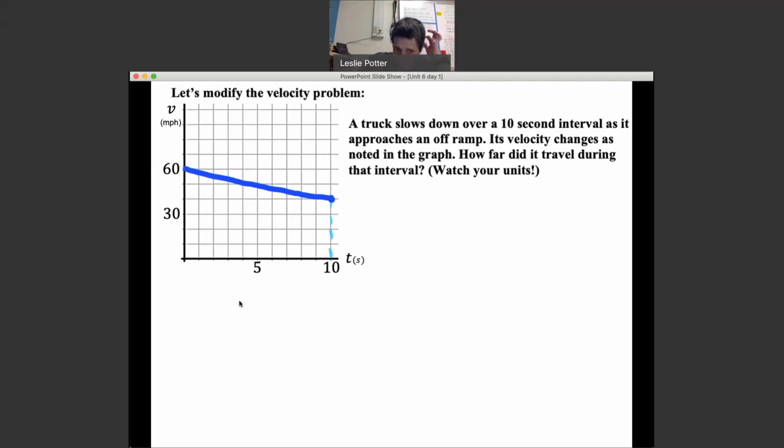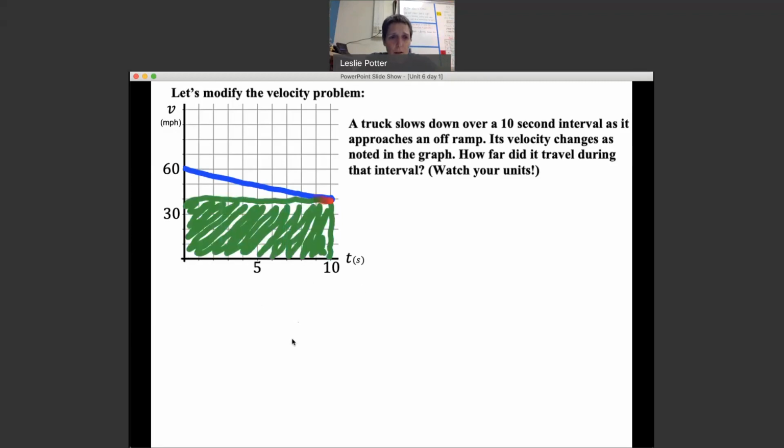So this shape is a trapezoid. We do have a trapezoid equation, and if you're a big fan of geometry, maybe you remember it. What I prefer to do is look at rectangle plus triangle, and that will give us the trapezoid. So I'm going to rearrange my calculation so that I have a rectangle that has a base and a height.